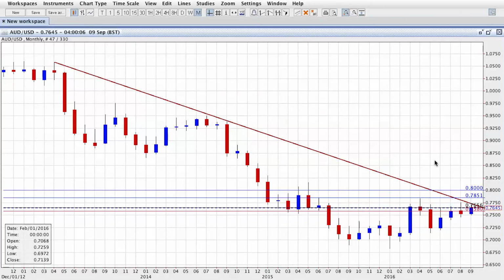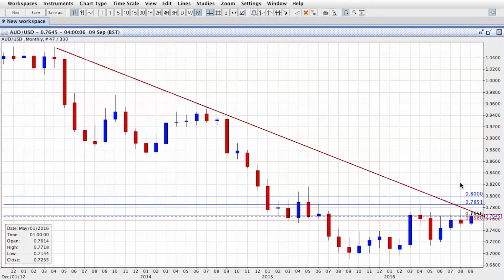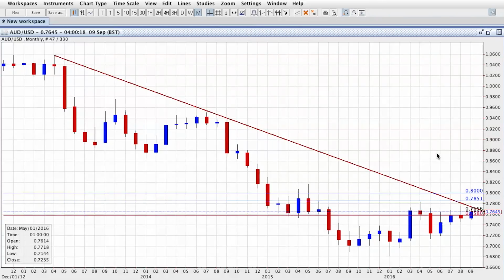If we can break that area, we can potentially make our way to the 78.50 area, and even as high as the 80 for the Aussie dollar. And I think the 80 level is crucial, but first of all we need to break this monthly trend line around the 77.30, and the bulls will really then start to pile in, I believe, on the Aussie.